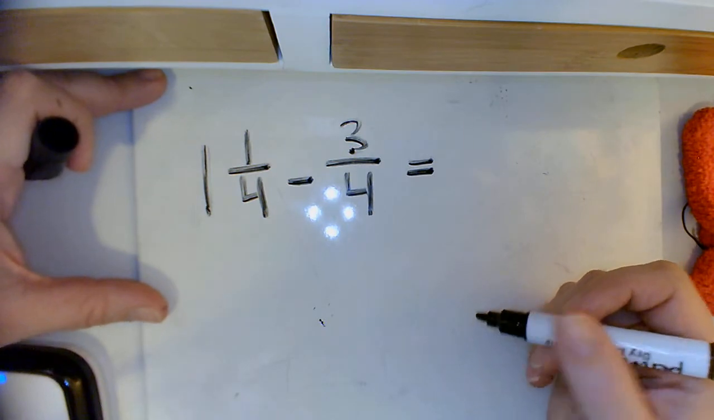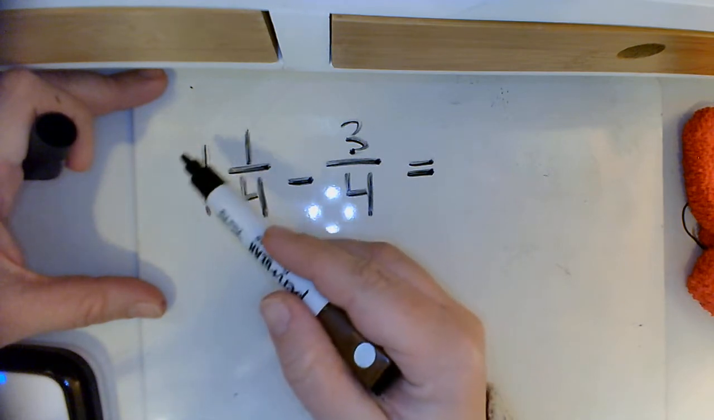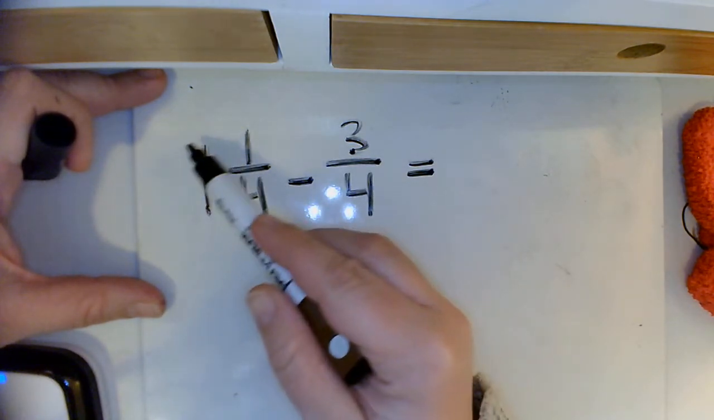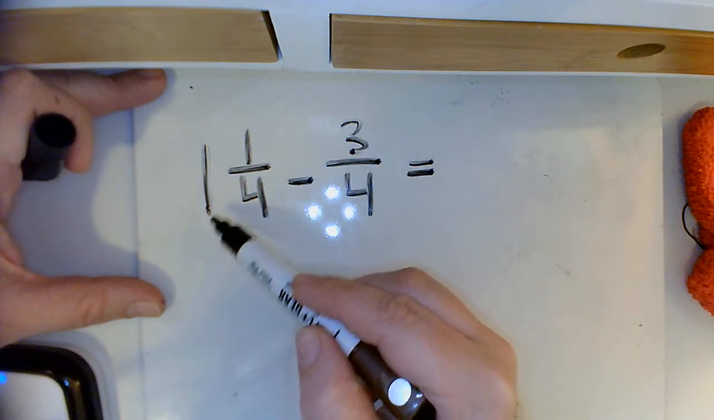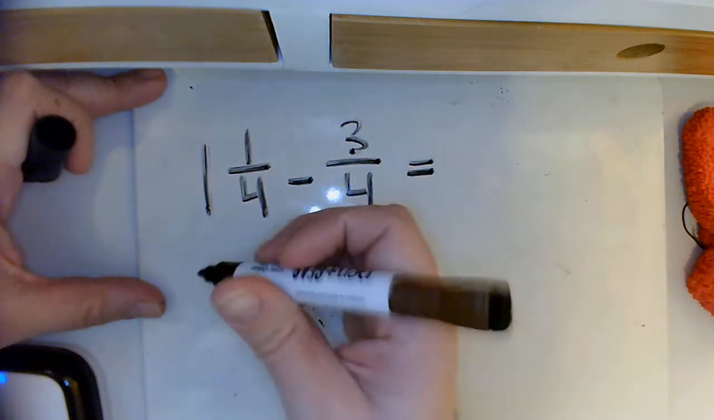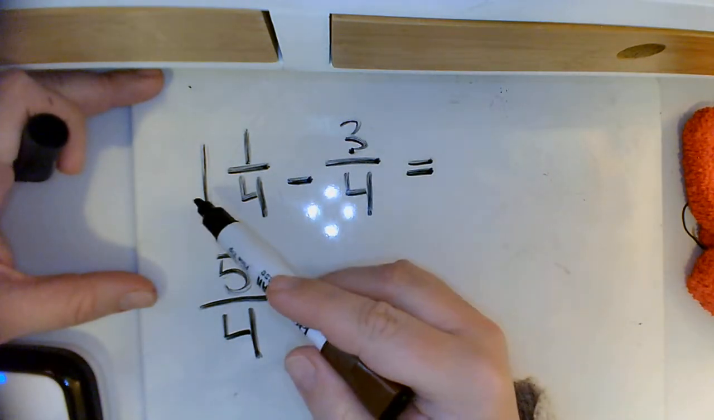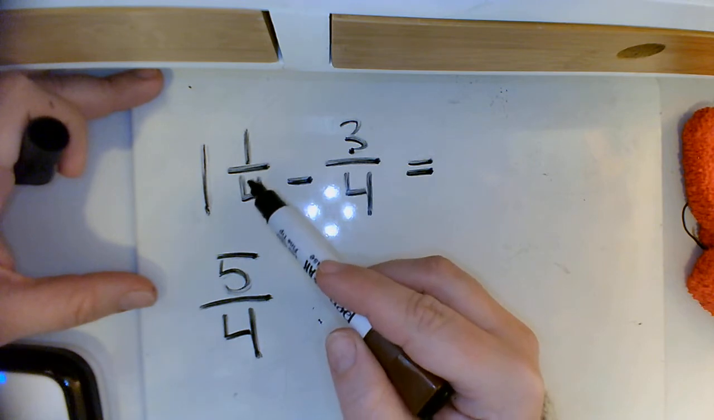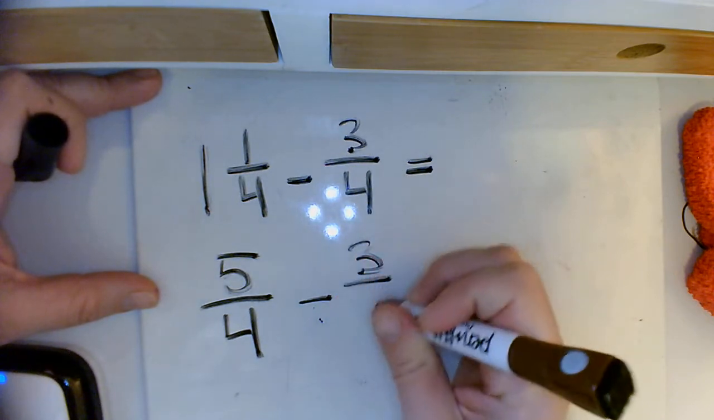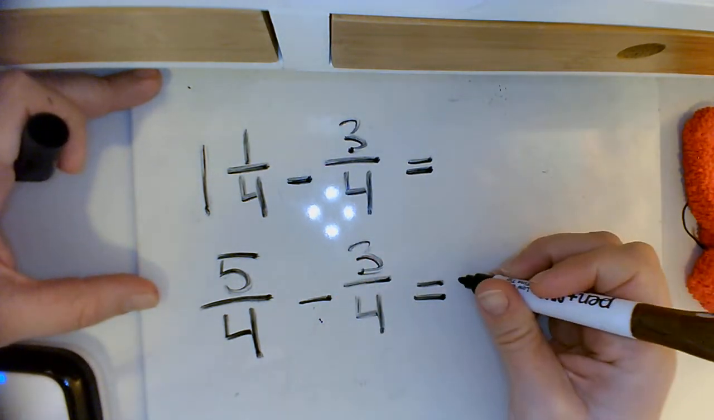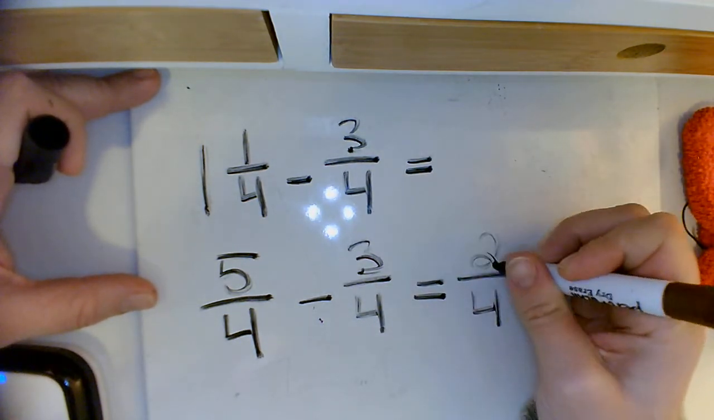All right, so here's our next one. We've got 1 and 1/4 minus 3/4. Okay, so we're going to convert this 1 to fourths. So I know that this 1 whole is going to be 4/4. So 4/4 plus that 1/4 is going to give me 5/4. Okay, so this 1 whole was worth 4 plus that 1 we already had, 5/4 minus 3/4. Our denominator stays the same. 5 minus 3 gives us 2.